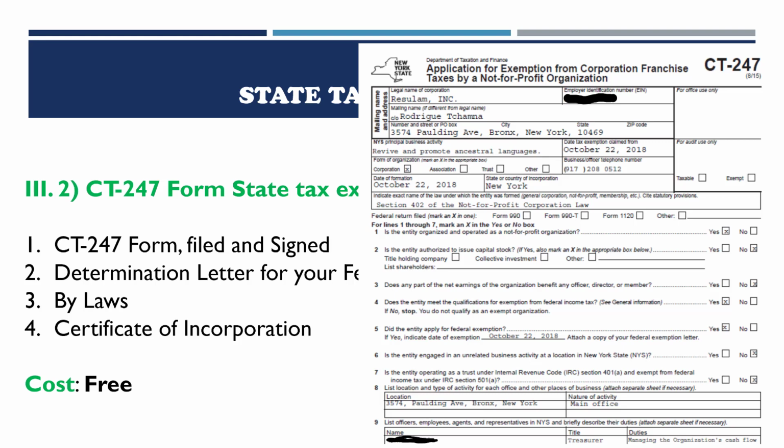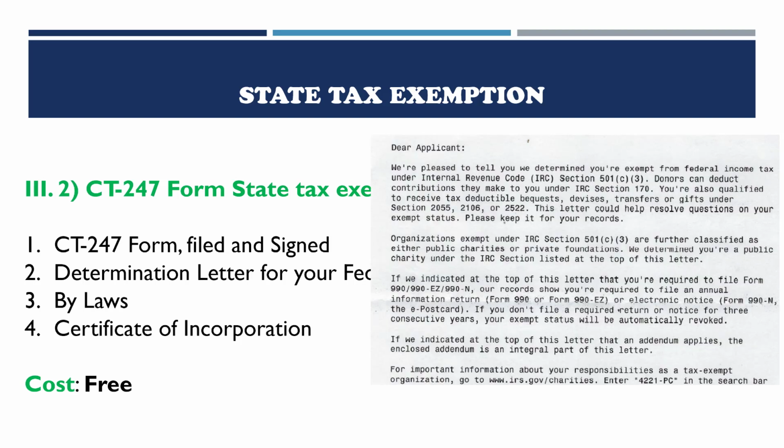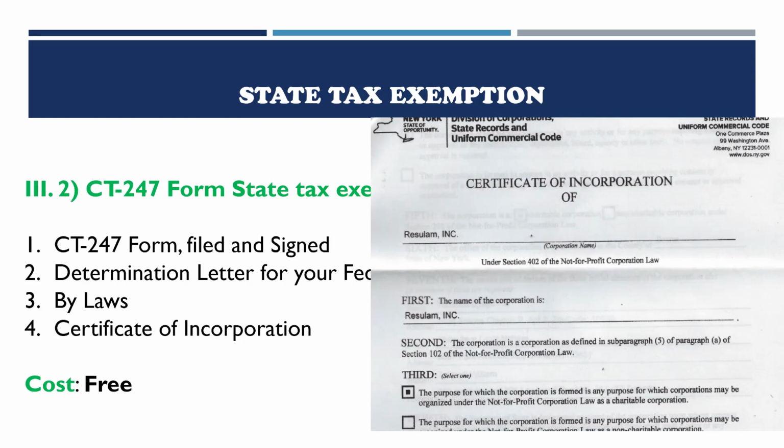This is the CT-247 form. This is our determination letter from the IRS for the federal tax exemption. This is our bylaws. And this is our certificate of incorporation. And that's it.